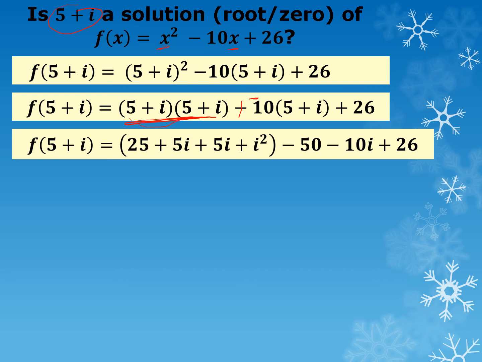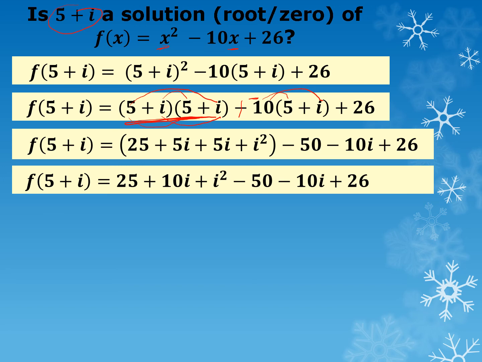So 5 times 5 is 25. 5 times i is 5i. i times 5, 5i. And i times i is i squared. And then over here, I get plus negative 50 minus 10i. Now, let's combine some like terms. So right here, those become 10i. So I get 25 plus 10i plus i squared minus 50 minus 10i plus 26.